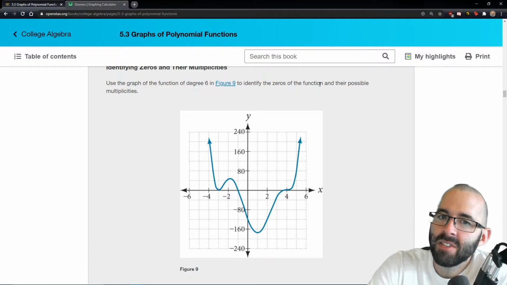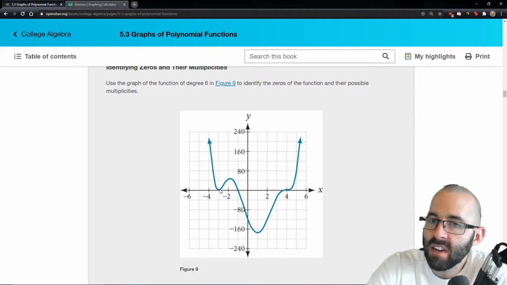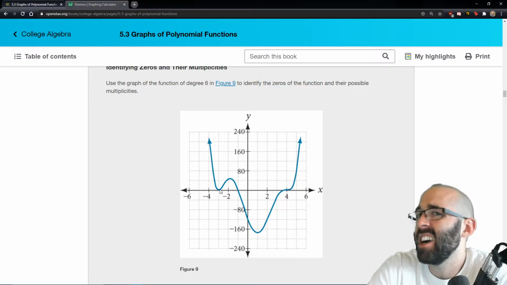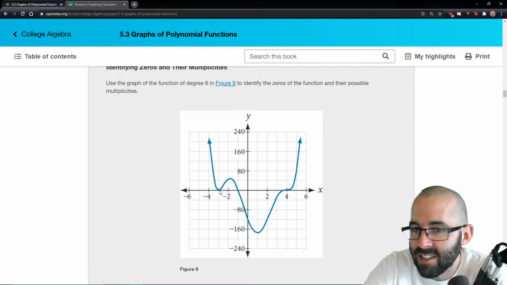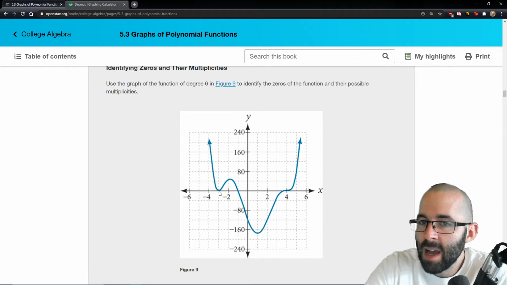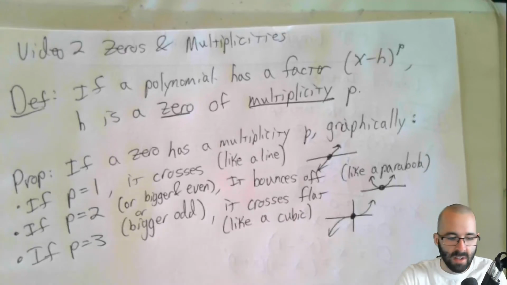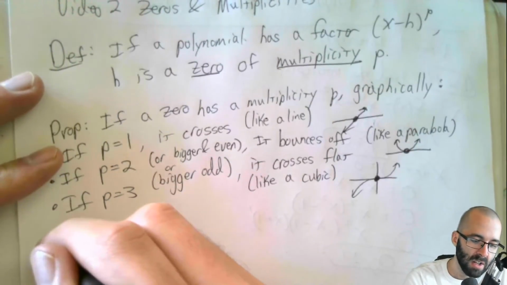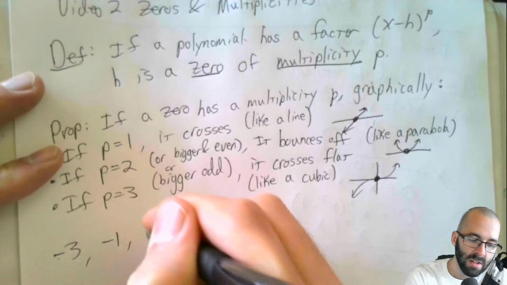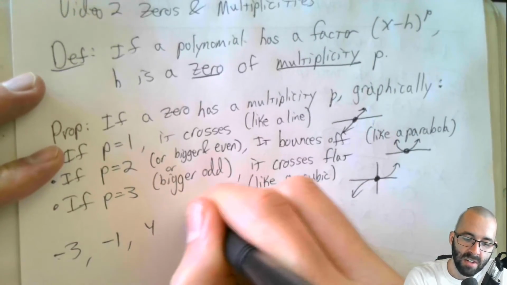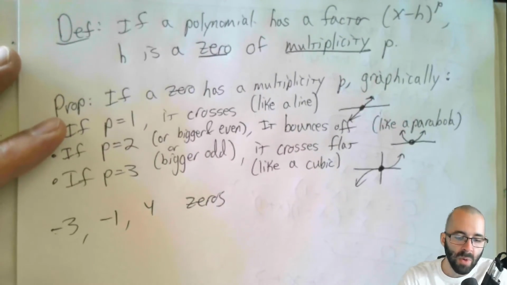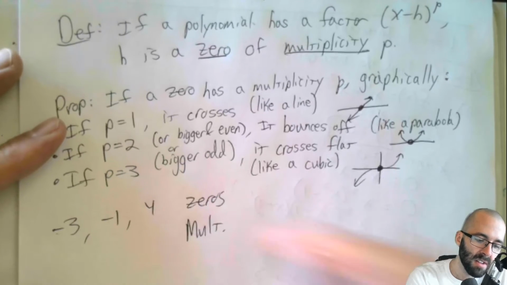To identify the zeros and their possible multiplicities. The zeros are the x-intercepts. Where does it cross the x-axis, or where does it touch the x-axis? It doesn't cross here. So it's going to happen at -3, -1, and at +4. So -3, -1, +4 are our zeros here. And then what kind of multiplicities are they going to have?